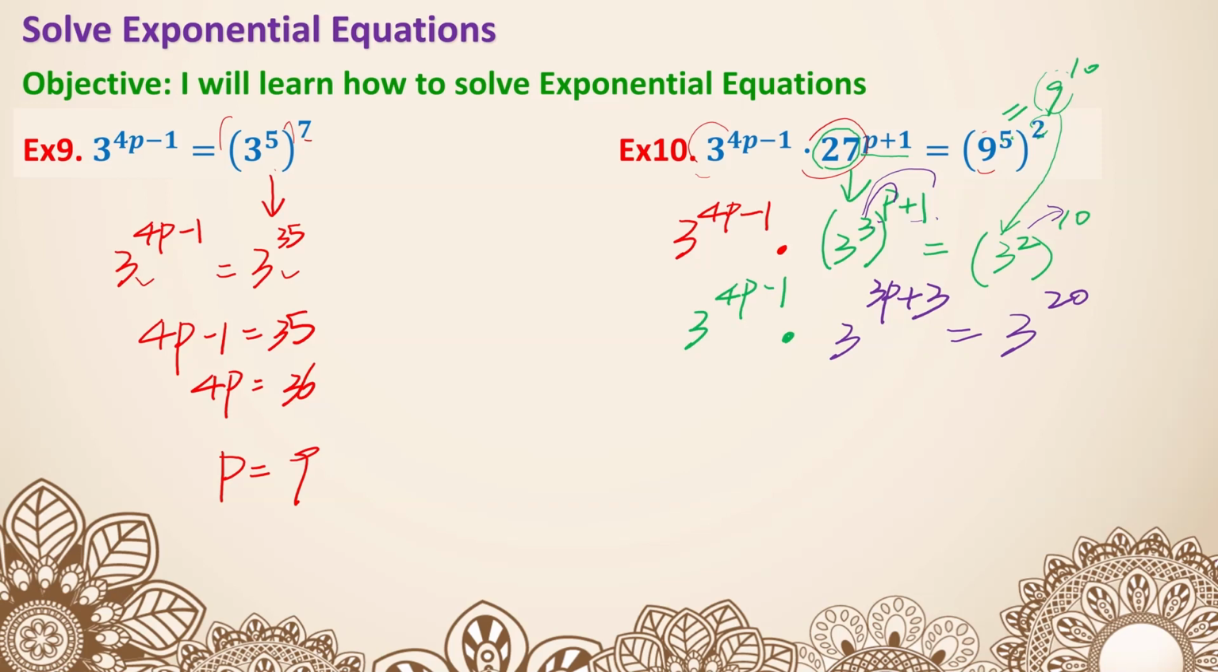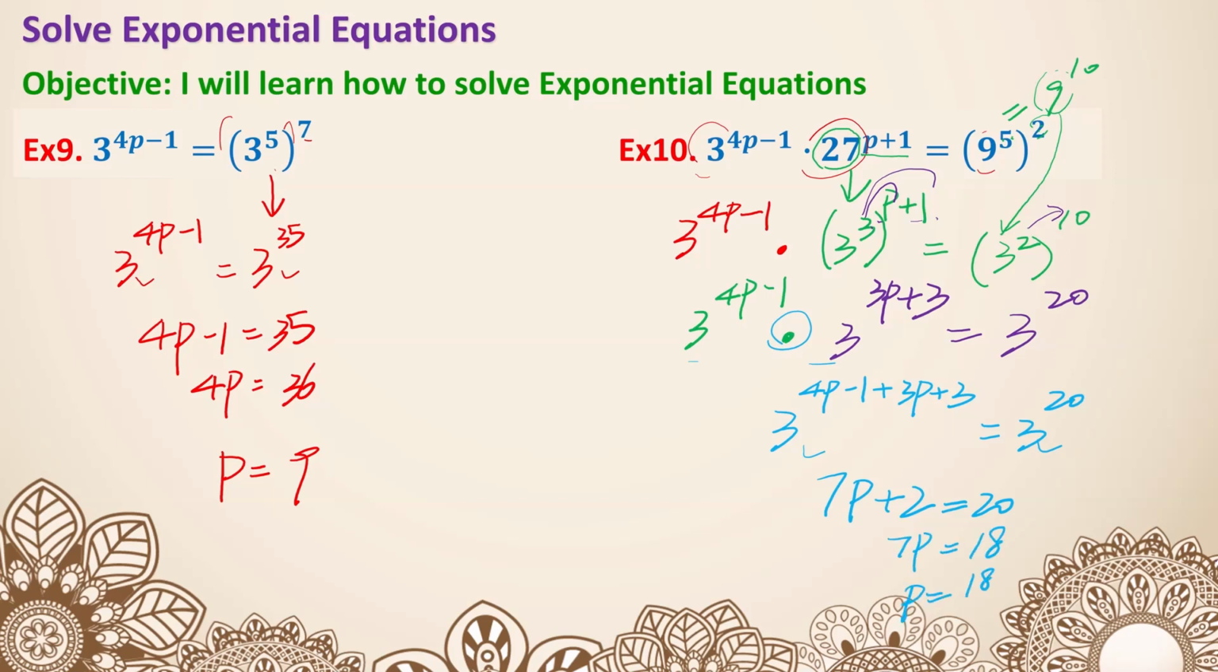Still not done, because on the left side we have these multiplication symbols, and they're the same bases, so you actually need to add the exponents. So that is 3 to the 4p minus 1 plus 3p plus 3. Right side is 3 to the 20th power. Left side, we can add the exponents together. They are the same base and just one thing on each side now. So 4p plus 3p is 7p. Negative 1 plus 3 is plus 2. That equals 20. So 7p equals 18, and p equals 18 over 7. That is example 10.